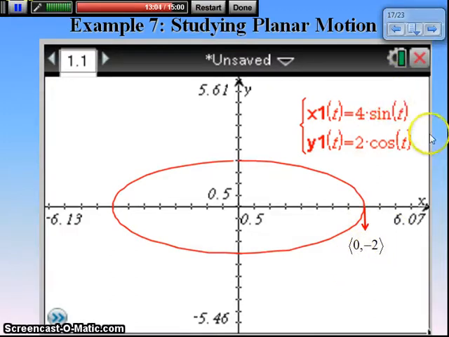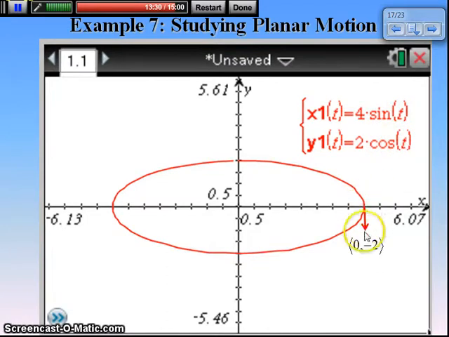So here's what I did. I asked myself the question, what value of t could I plug in that produces (4, 0)? Because this is the position right here, (4, 0). Well, I knew that I wanted to keep the 4, so this had to be 1. So I thought to myself, what makes sine equal to 1? Well, pi over 2 makes sine 1. So if I plugged in pi over 2 here, that gives me 4. And if I plug in pi over 2 for cosine, it gives me 0.